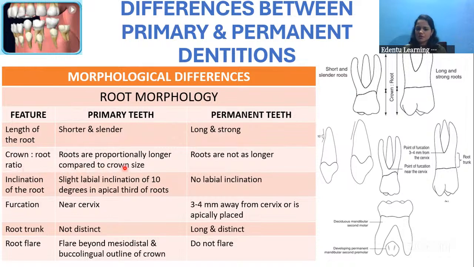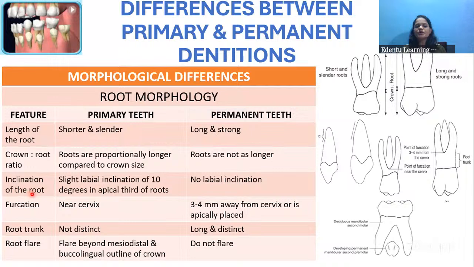Now, crown to root ratio. The roots are proportionally longer compared to crown size. The crown is very small and the roots are comparatively longer. Usually a 1:2 ratio is seen for the primary dentition, and for the permanent dentition, a 1:1.5 crown to root ratio is usually seen.